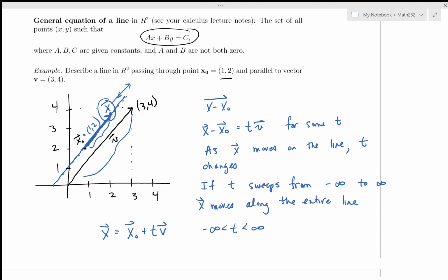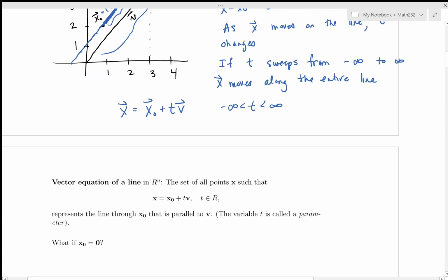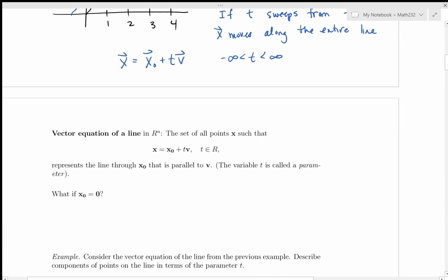Let me rephrase that a little more formally. The vector equation of a line in Rn, we just did this in R2, but in Rn it's the same. It is the set of all points x such that x is equal to x naught plus tv. That set of all points represents the line through x naught that is parallel to v. And the t here is a parameter.